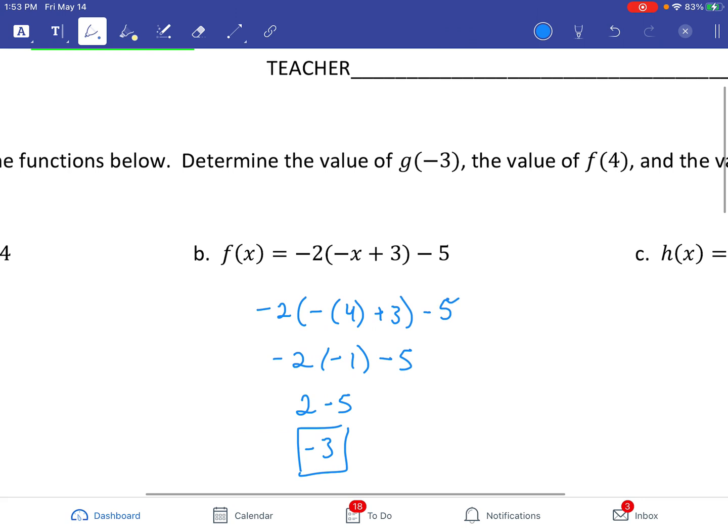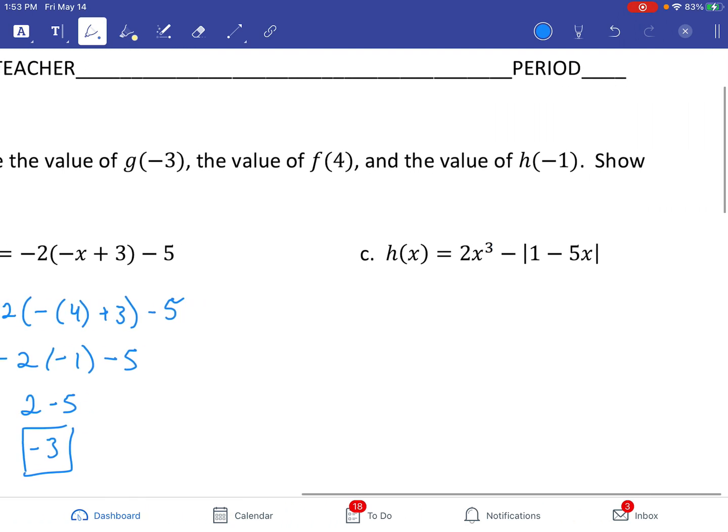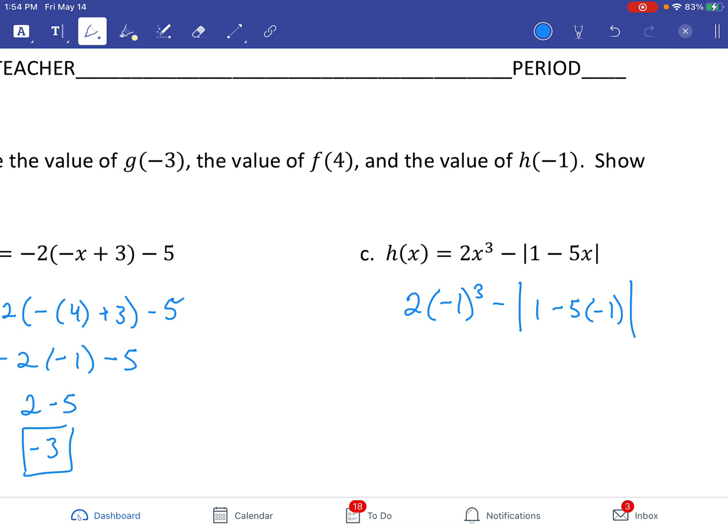All right. It's really important that when you're replacing the variables with the numbers that you put it in parentheses. That's going to really help you out. Last one, putting in -1 for the x terms. So we have 2, putting in parentheses -1 to the third, minus the absolute value of 1, minus 5 times -1. All right, so we can go through this. -1 to the third power is -1. -1 times -1 times -1 is still -1. -1 times 2 is -2.